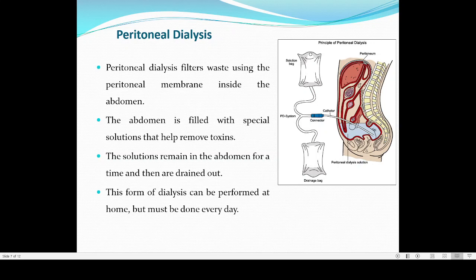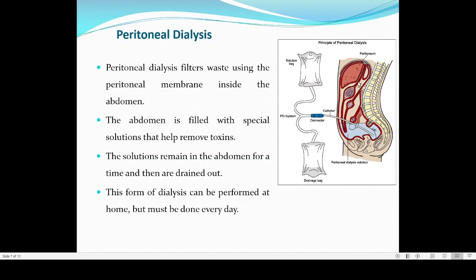tissue fluid. That is the nature of that solution, and it will be made to remain in the abdominal cavity for several hours. After several hours, most of the waste material will get dissolved in this salt solution, and we will gradually remove it through the other tube. One tube is for pumping the water into the abdomen. The other is for removing the water from the abdomen. So this is the solution bag, and the other is the drainage bag.